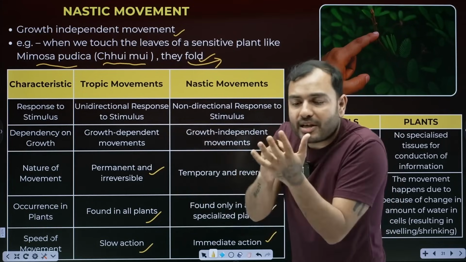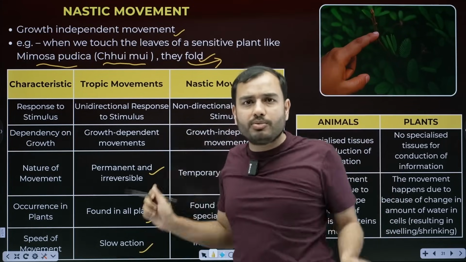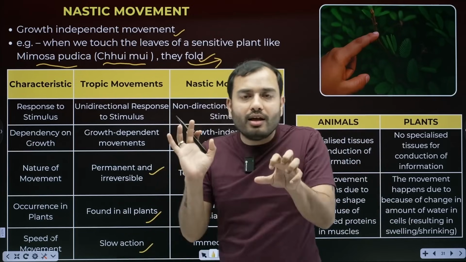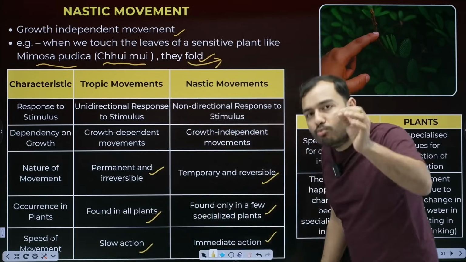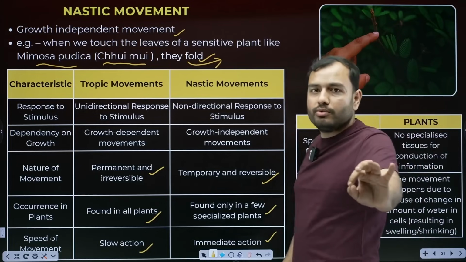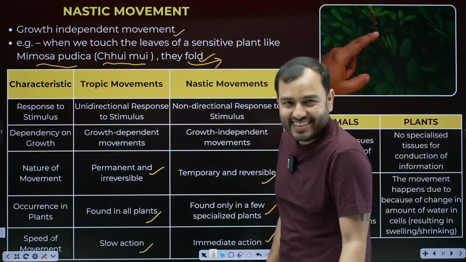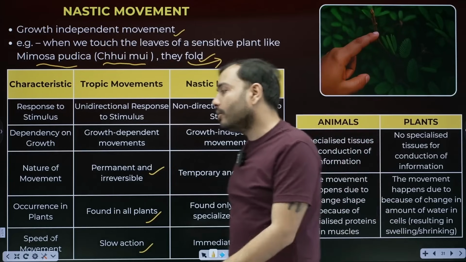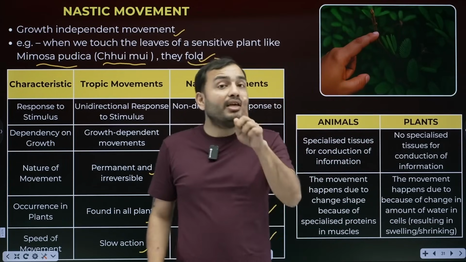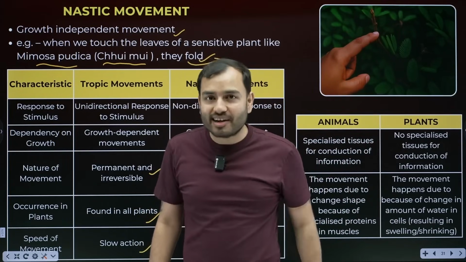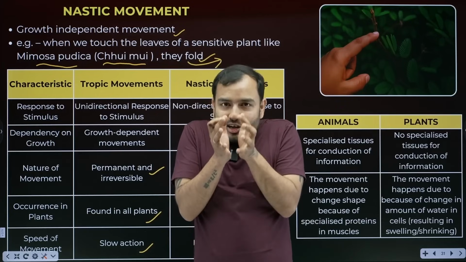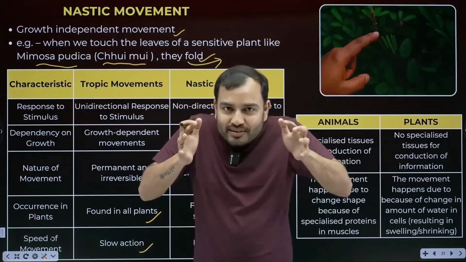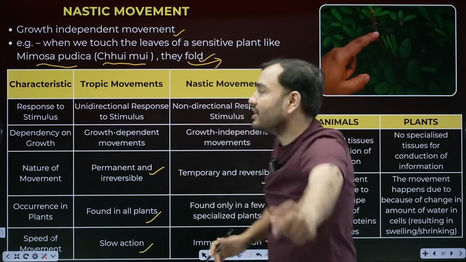We have specialized proteins that change their shape, which is why this is happening. Plants don't have them. Beta, this movement happens just because of the movement of water. For example, remember you read in the previous chapter, opening and closing of stomata. When did it happen? When the guard cells absorbed water, they opened. When they released water, they closed.